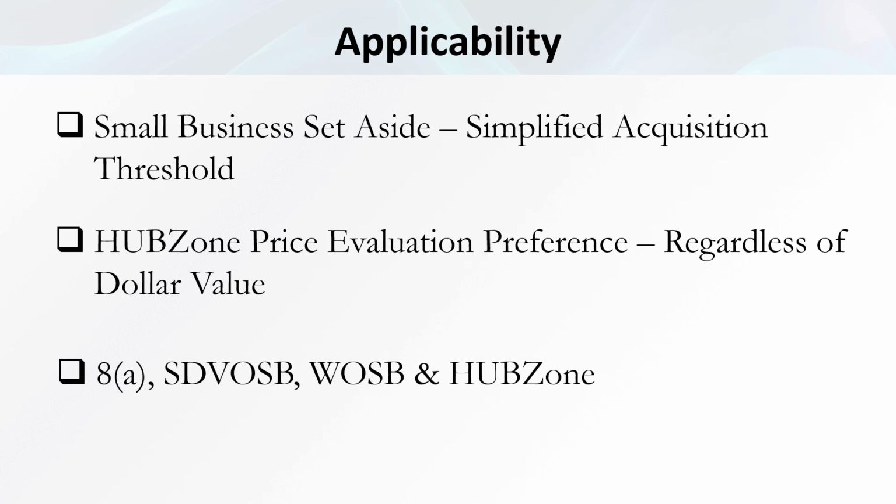The non-manufacturer rule applies at different thresholds. If the agency does a general small business set-aside, the non-manufacturer rule does not apply until the acquisition value exceeds the simplified acquisition threshold. However, in other situations, it's applicable when $1 is spent, including when the HUBZone price evaluation preference is used, or when the acquisition is set aside to socio-economic classes of contractors like 8(a), service-disabled veteran-owned small businesses, woman-owned small business, and HUBZone small businesses.